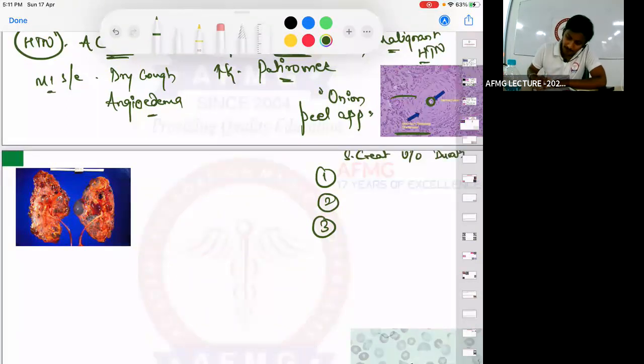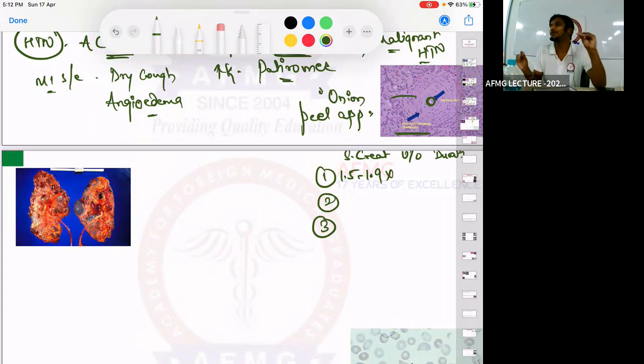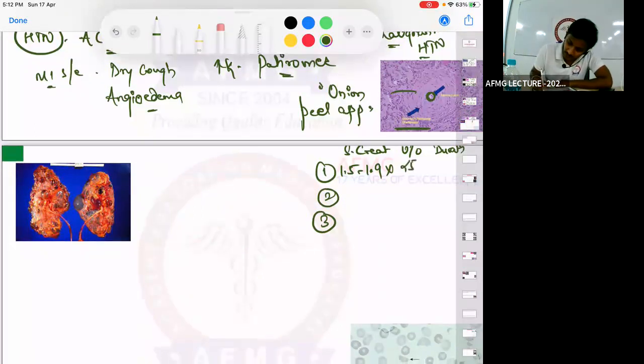Okay? So stage 1 means serum creatinine value 1.5 to 1.9 times the normal value. What is the normal value of serum creatinine? 0.5 till 1.5. Right? So serum creatinine value 1.5 to 1.9 times the normal. Urine output less than 0.5 ml per kg per hour for a duration of 6 hours.